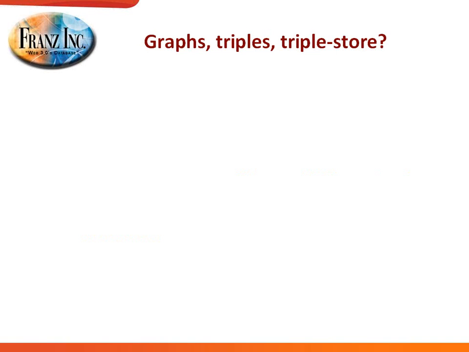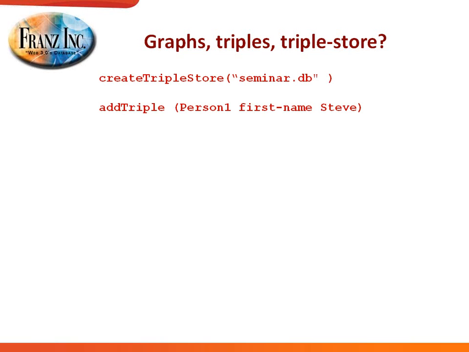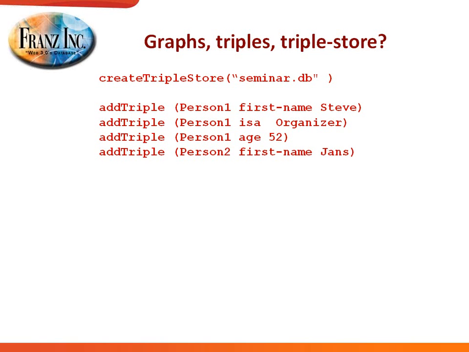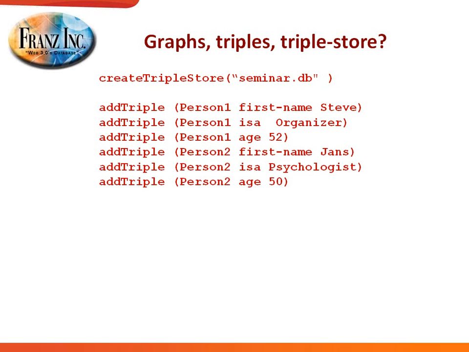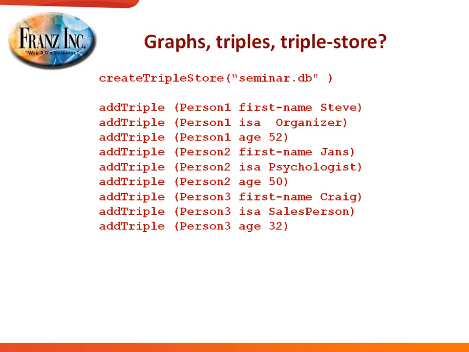Okay, so again, I do assume everyone knows RDF. So AllegroGraph is an RDF triple store. So with an RDF triple store, you basically open a store, and now you can say whatever you want to say. So I created triple store seminar.db in Python in this case, and I would add some triples, like there's a person with the first name Steve who is an organizer and 52. There's a person Jans who's a psychologist and 50. There's a person Craig in this room who is a salesperson and 32.